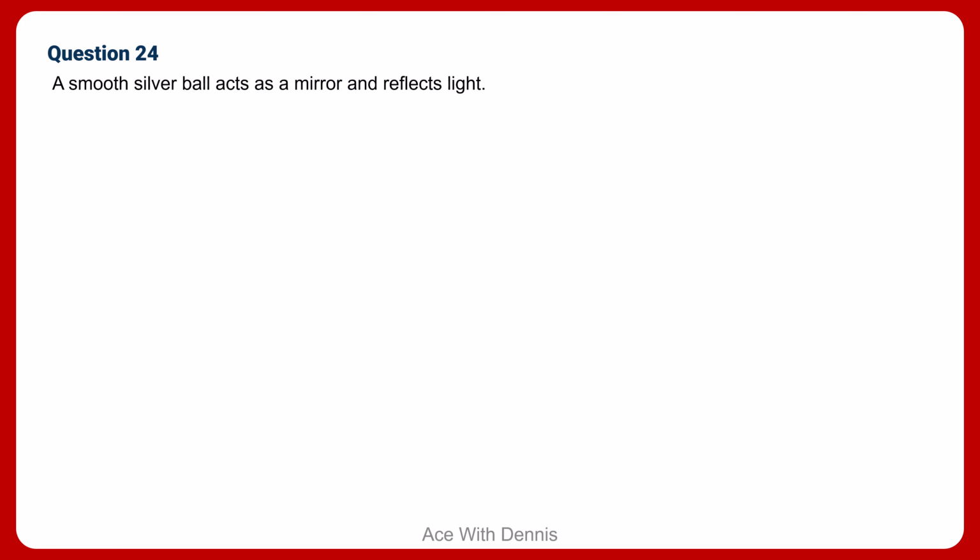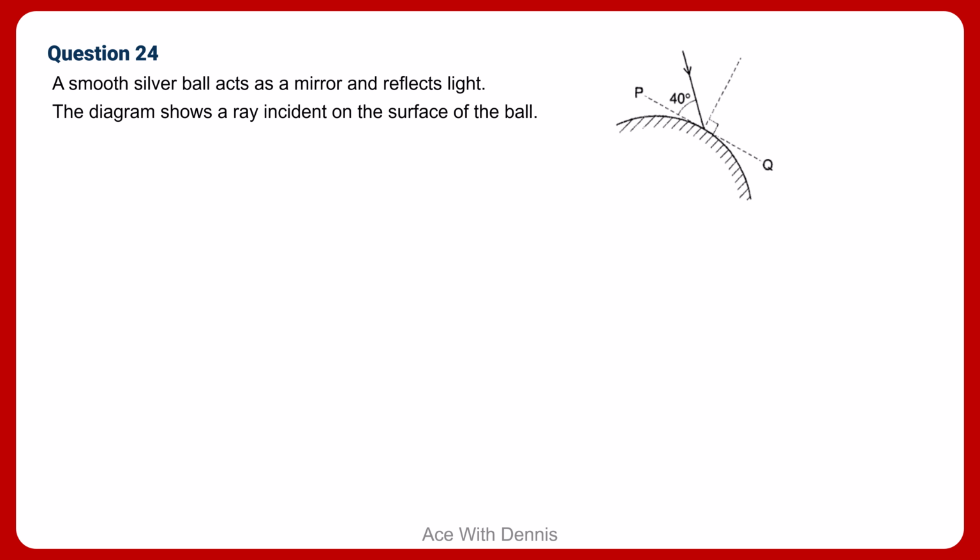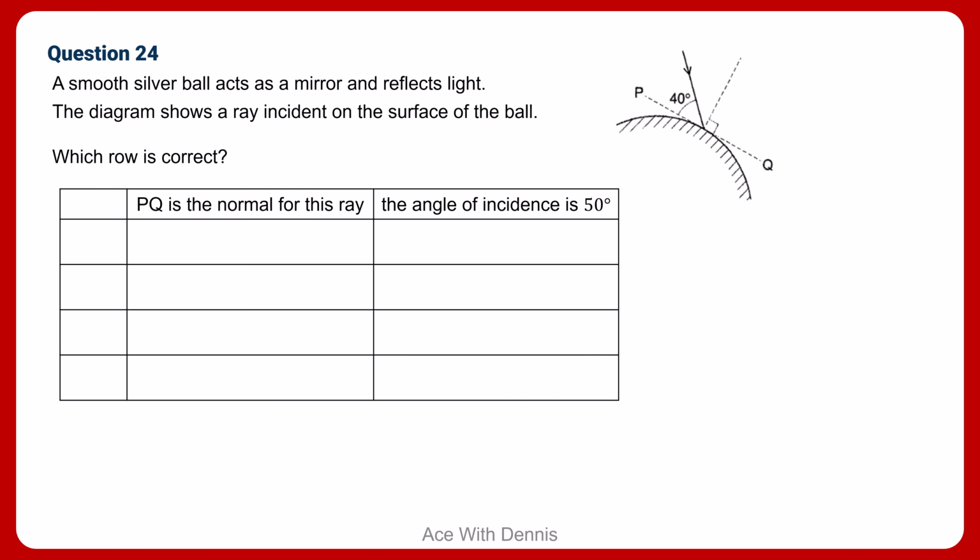Question 24. A smooth silver ball acts as a mirror and reflects light. The diagram shows a ray incident on the surface of the ball. Which row is correct? First statement, PQ is the normal for this ray. Second statement, the angle of incidence is 50 degrees. Option A, first statement is false, second statement is false. Option B, first statement is false, second statement is true. Option C, first statement is true, second statement is false. Option D, first statement is true, second statement is true.